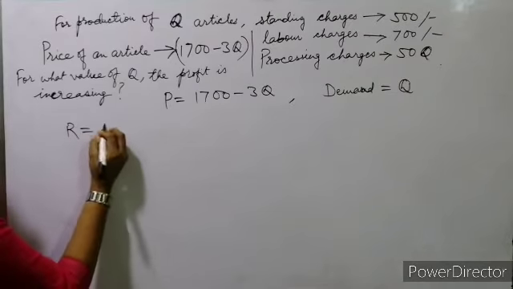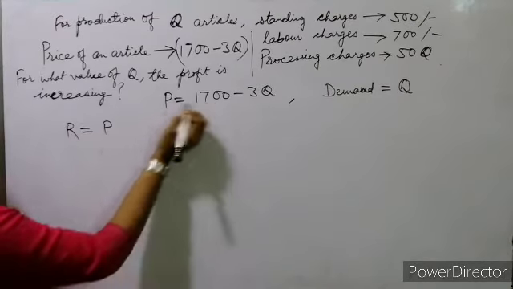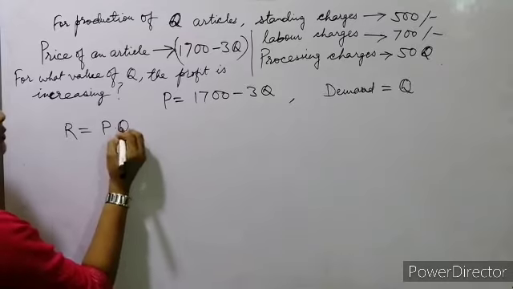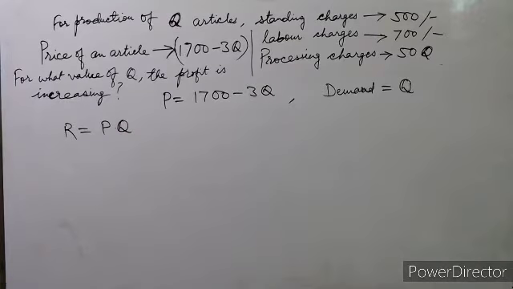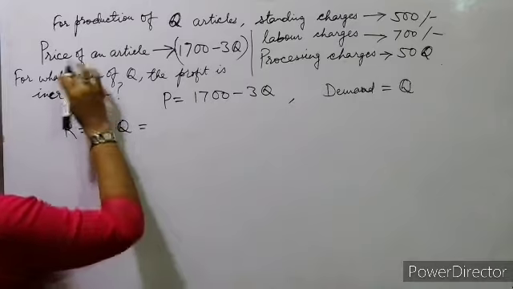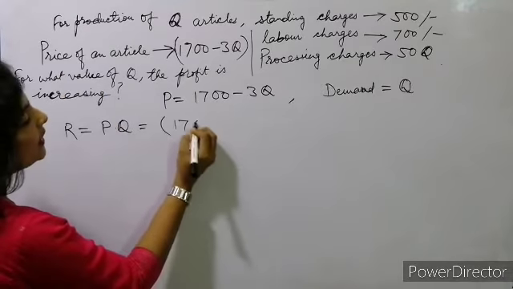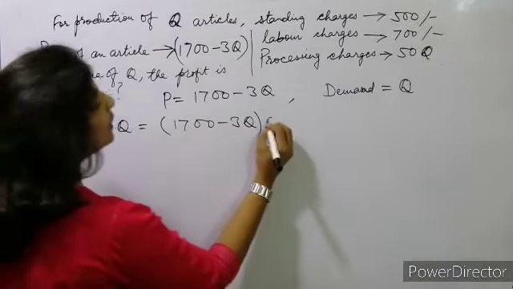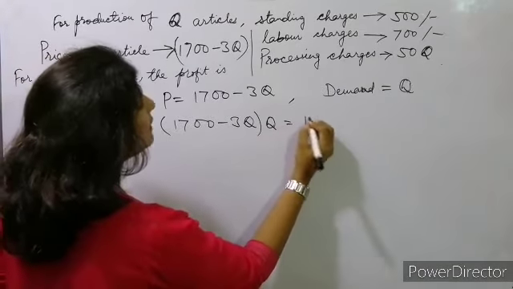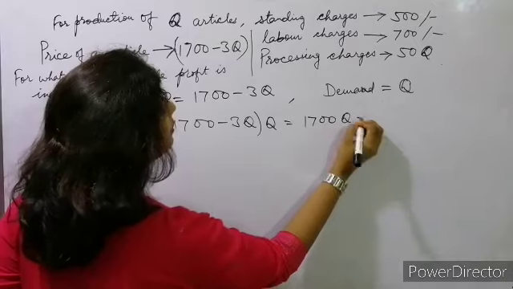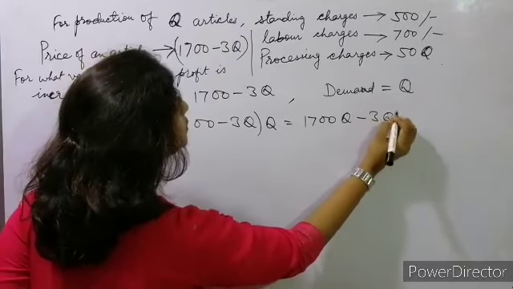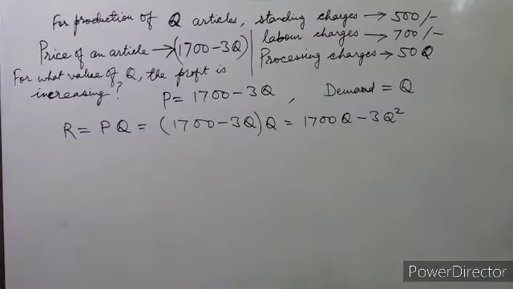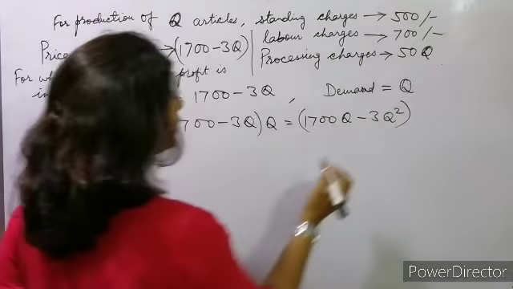Revenue will be equal to P into D. D is demand, that is equal to Q. So P into Q, and P is given. What is the price of an article? 1700 minus 3Q multiplied by Q. So it will be equal to 1700Q minus 3Q square. So this is the value of revenue.